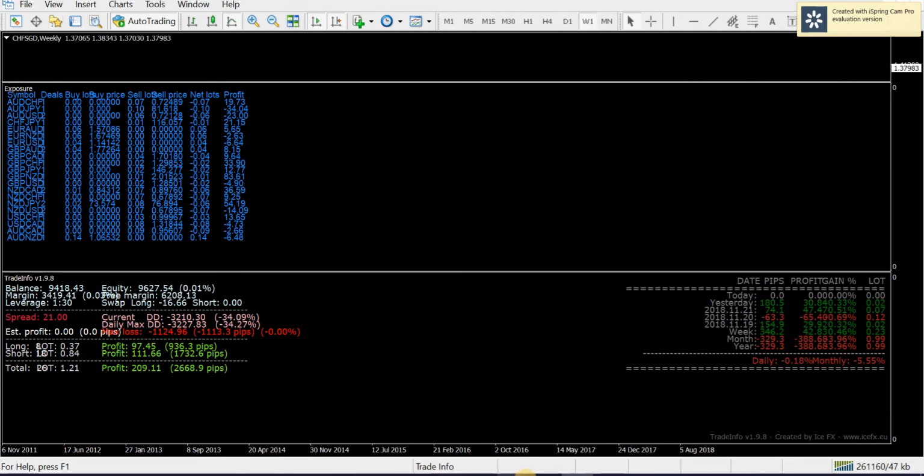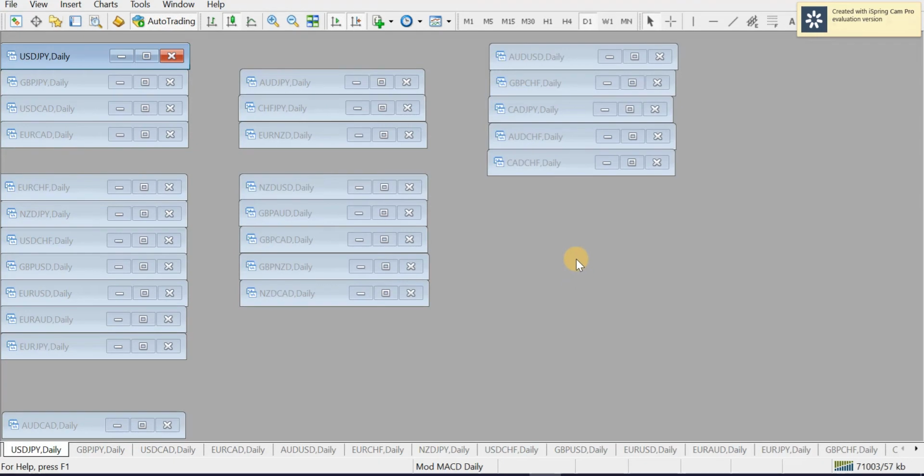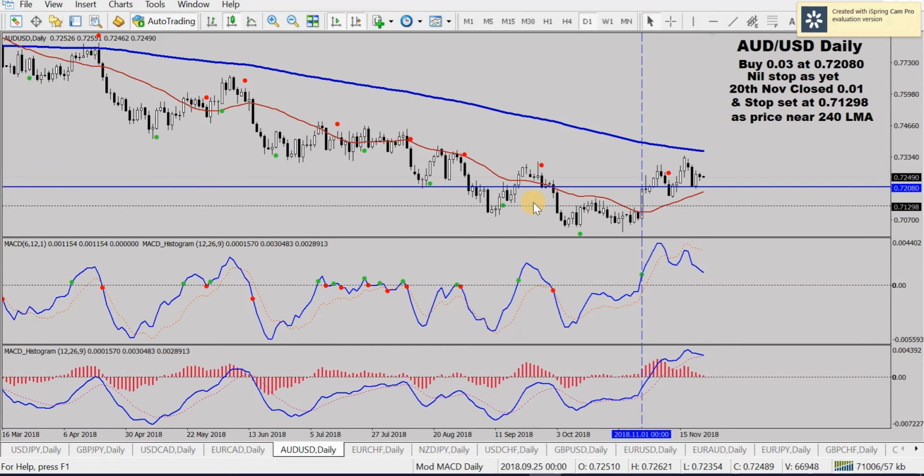All right, let's switch over to the Mod MACD charts. Getting a little bit ugly on these ones at the moment, so we've taken a little bit of drastic action this morning. Aussie USD in a buy here. It's a full buy at the moment. This morning I've decided to close 2/3 of that trade and put a stop at 1 point. What have I done? Sorry, let me start again. I'm still in 2/3 of this trade in a buy. I've closed another 1/3 or 0.01 this morning, and I've left my stop where it is.